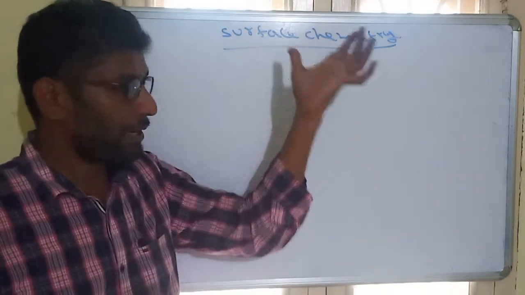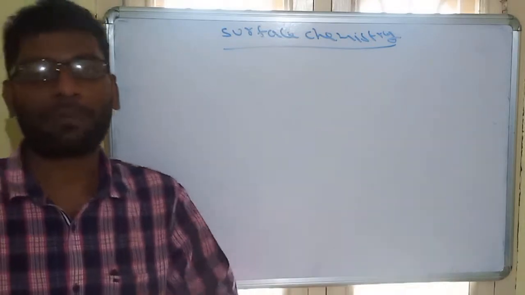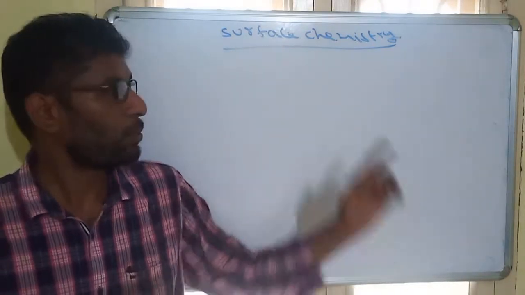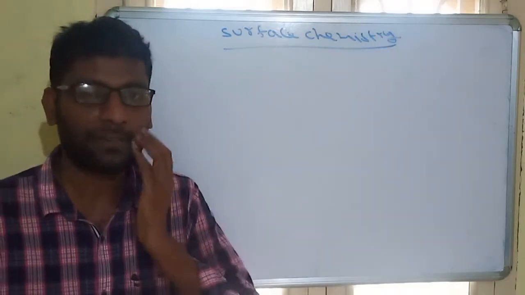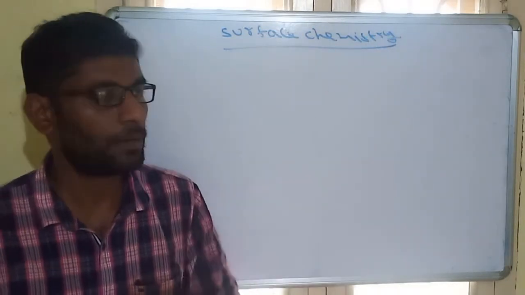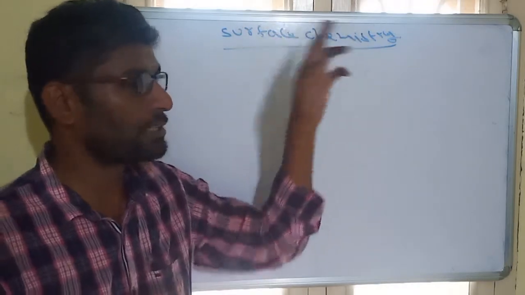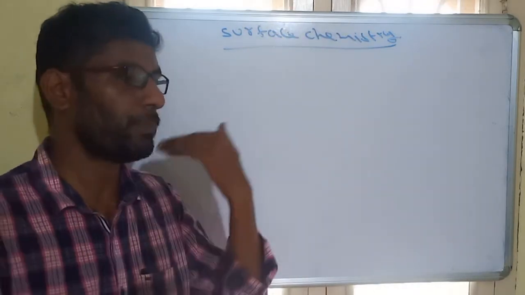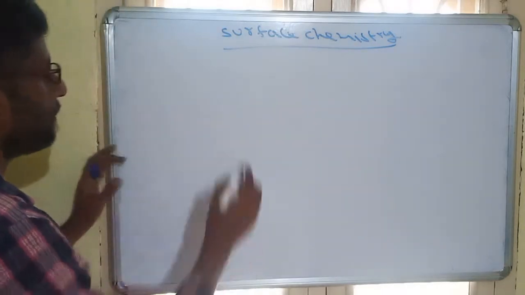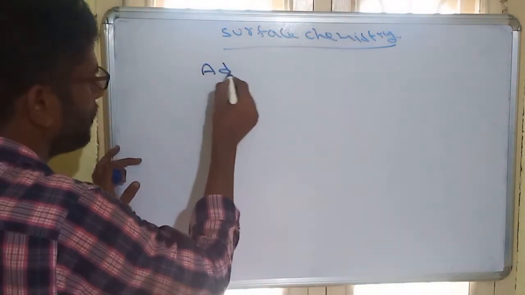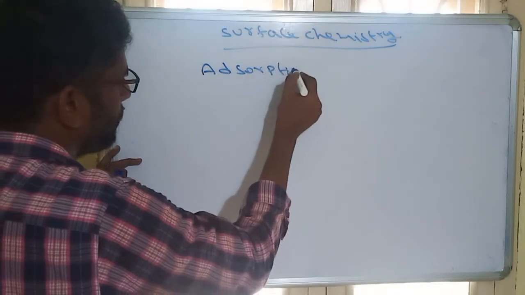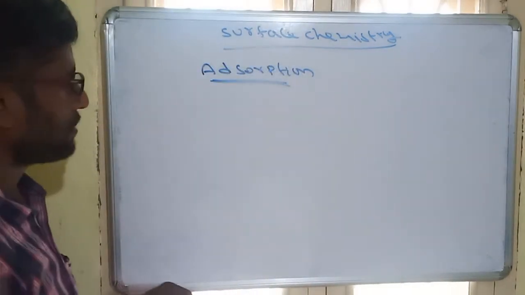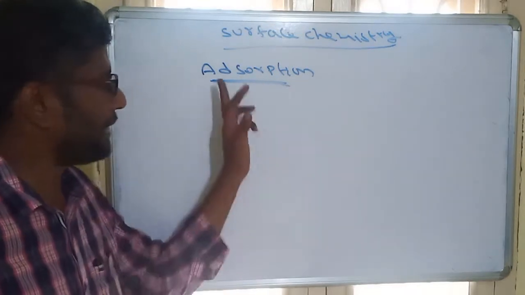So we know that chemistry is the study of chemical reactions. What is surface chemistry? When a chemical reaction takes place on the surface of a substrate, the surface of a reactant, then that study we are calling surface chemistry. Surface chemistry is based on one important phenomenon, that is adsorption. The total chapter is based on one word, that is adsorption.